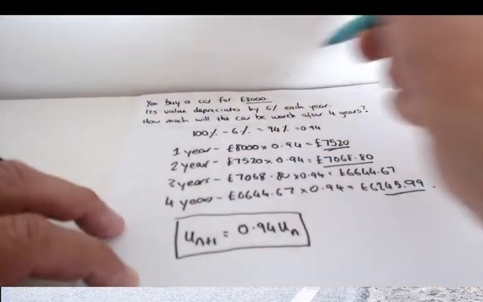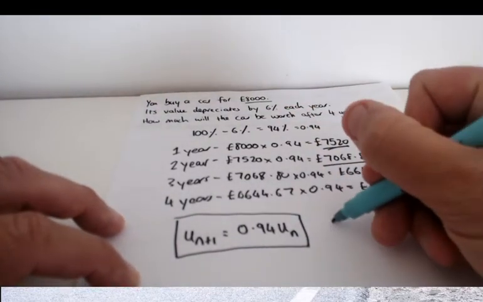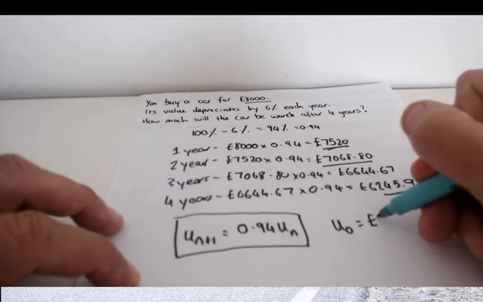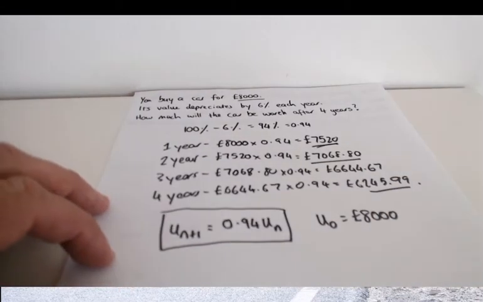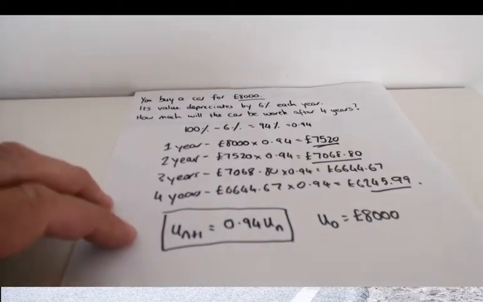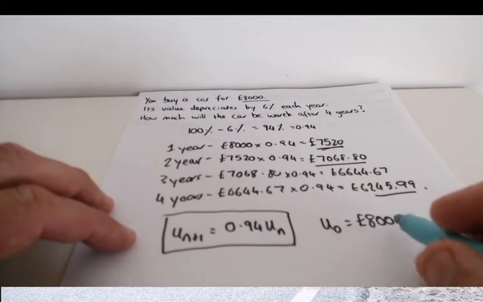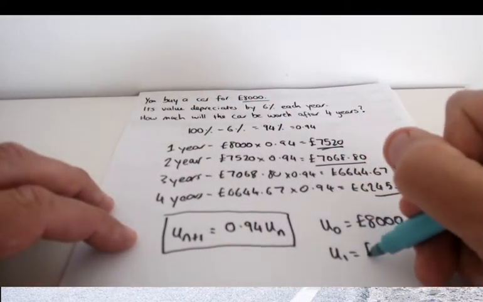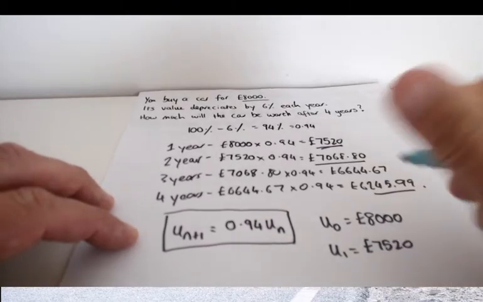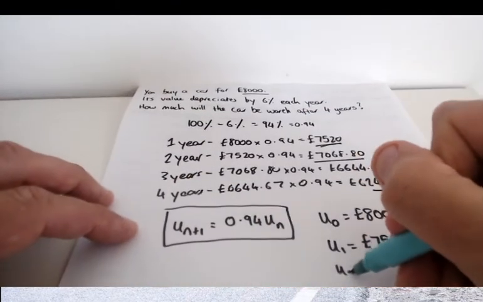This £8,000, the cost of the car, that is what we call U0. It is the initial amount that we're given in the question. What I can also say here is that U0 is £8,000. After 1 year, we could call that U1. 2 years, I can call that U2.